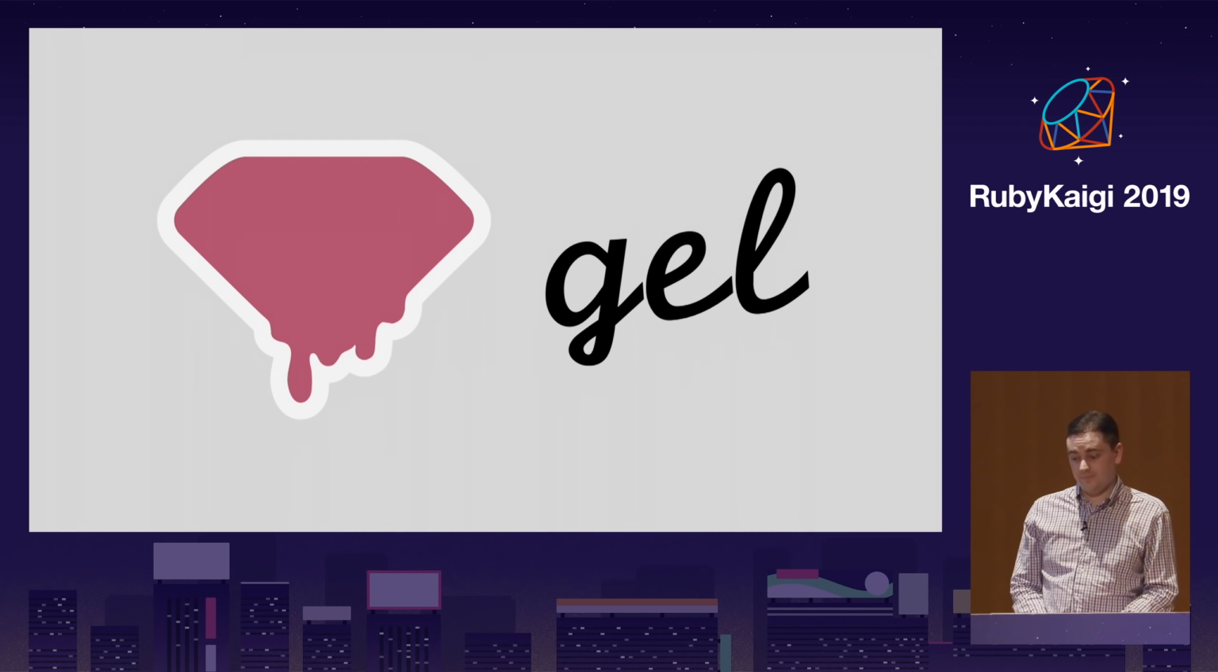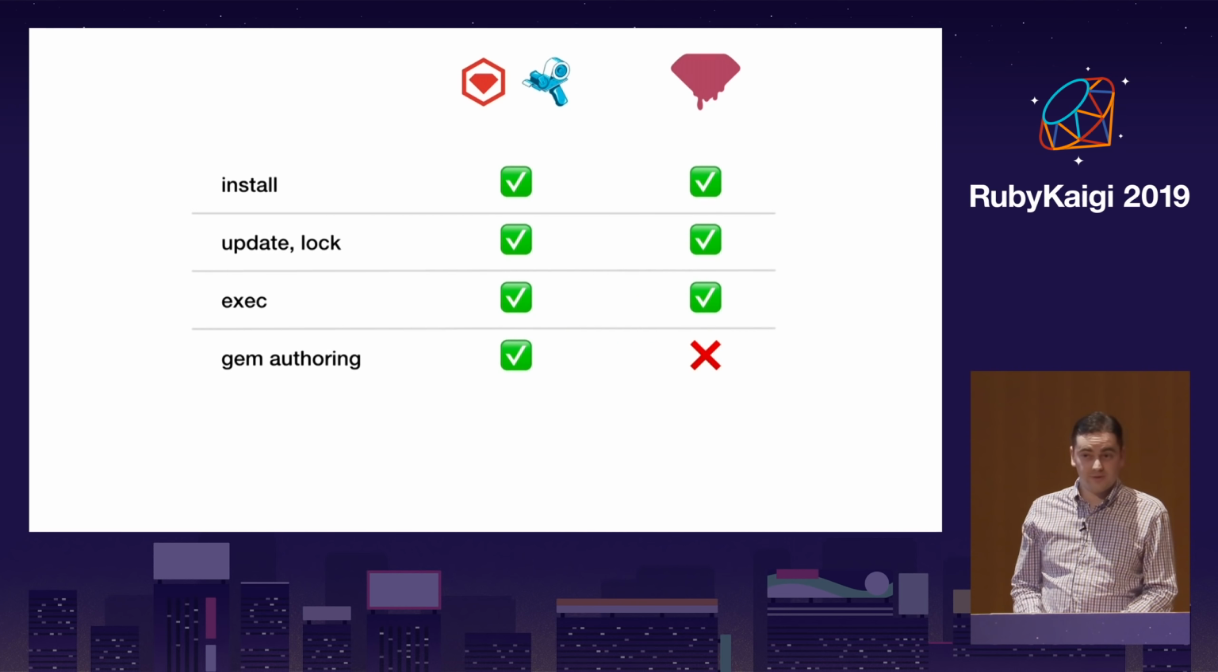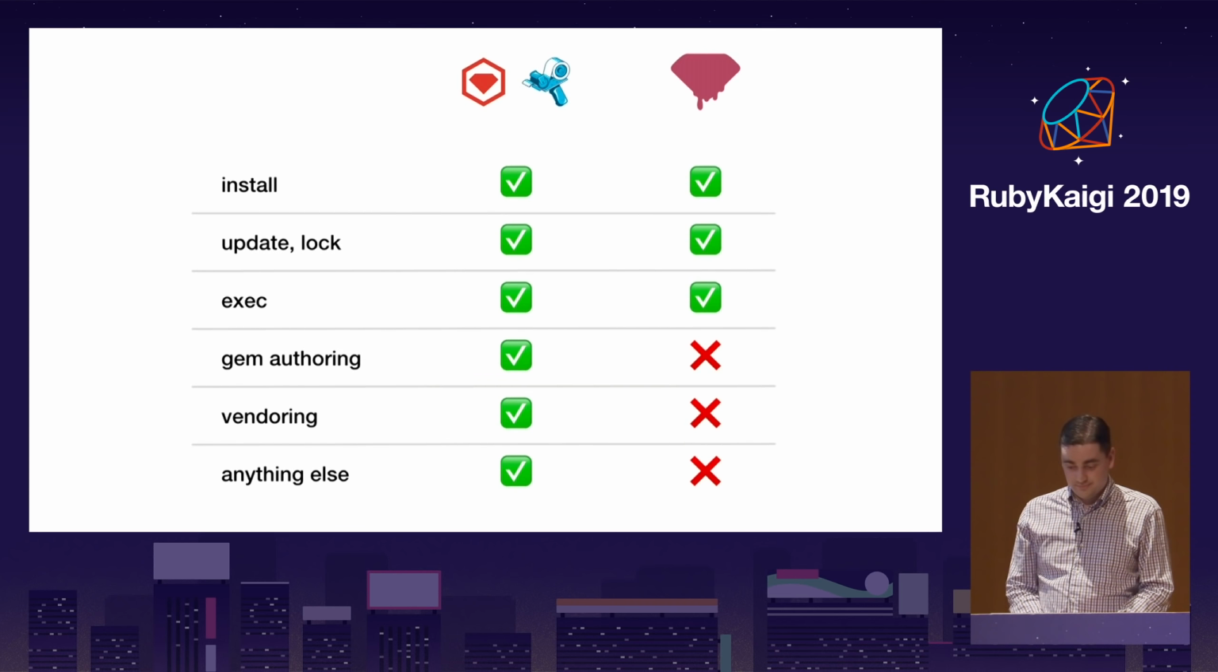It's not a replacement though. It supports bundle install, bundle update, bundle lock, and bundle exec. It doesn't support any of the gem authoring tools that come with bundler. It doesn't support local directory vendoring. It doesn't support that other feature you're thinking of. But it doesn't have to support those things because it's not intended as a replacement. It's an alternative that you can use if it meets your needs. Or you always have the option to switch to bundler if you need something more.